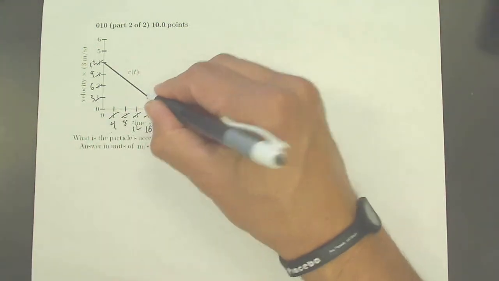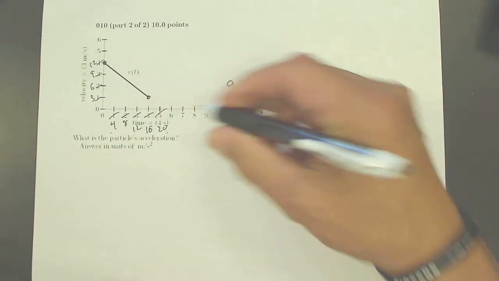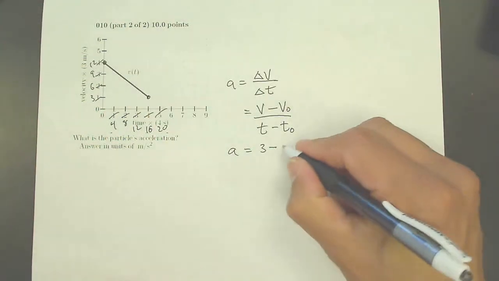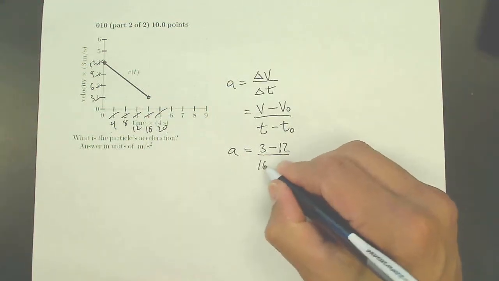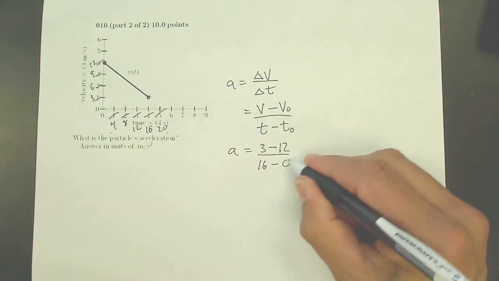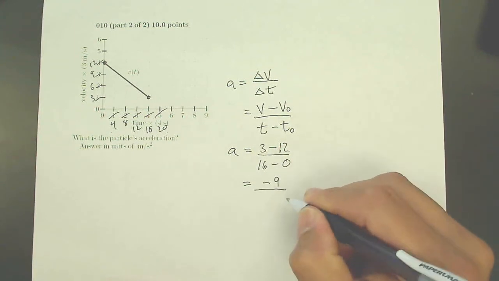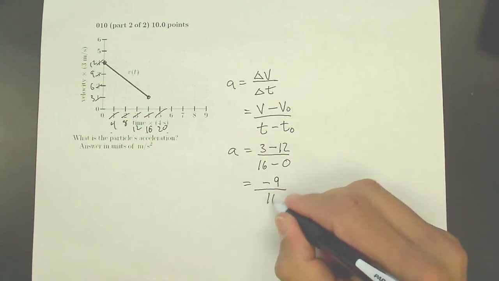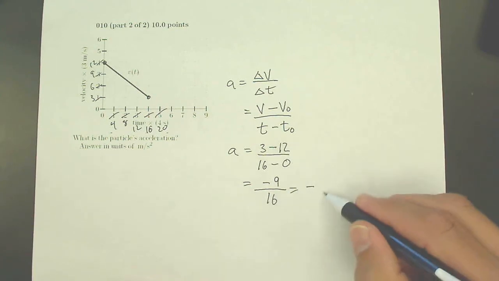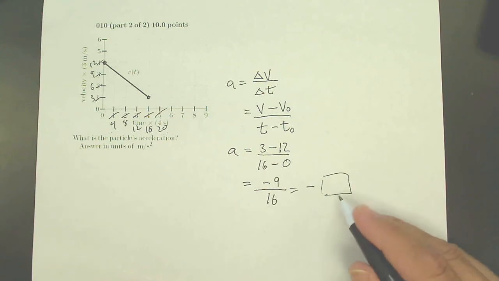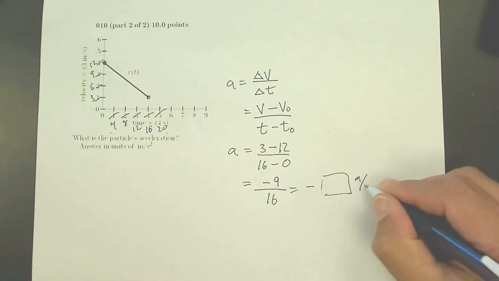So I'm going to use these 2 points. My final velocity is 3 meters per second, minus my initial velocity was 12 meters per second. My final time is 16 seconds, and my initial time is 0 seconds. So what I get is 3 minus 12, which is negative 9, divided by 16 minus 0, which is 16. So I'm going to get myself a negative answer, and you should too, of negative 9/16, and turn that into a decimal, and that is my acceleration. The slope of a velocity time graph gives me the acceleration of the particle in meters per second squared.